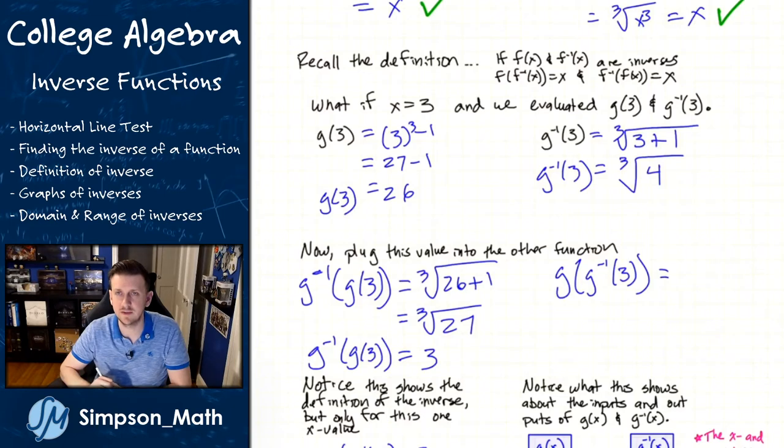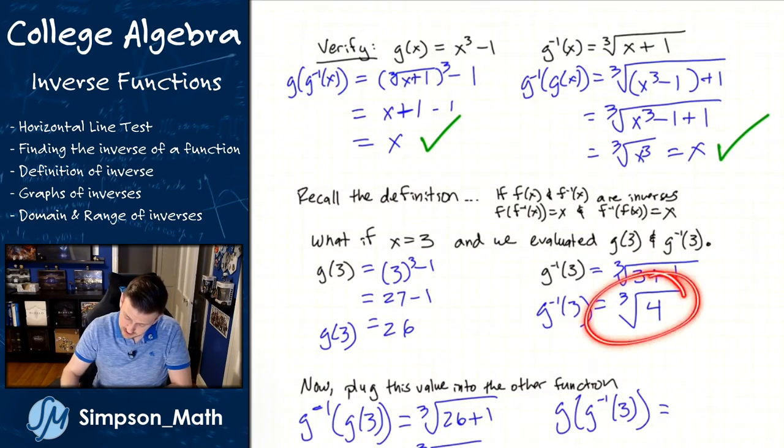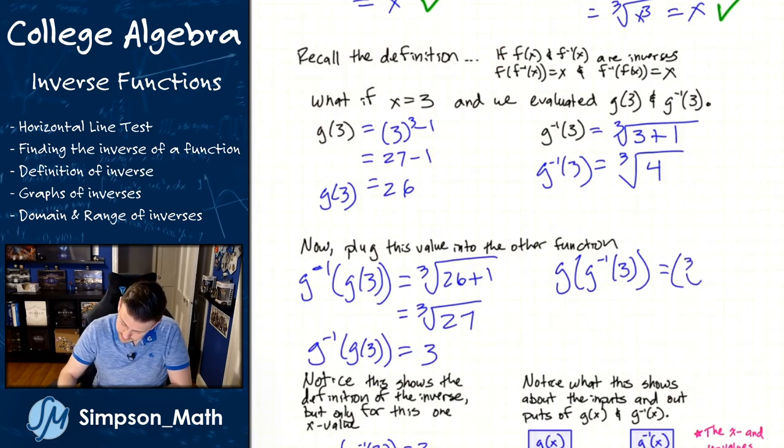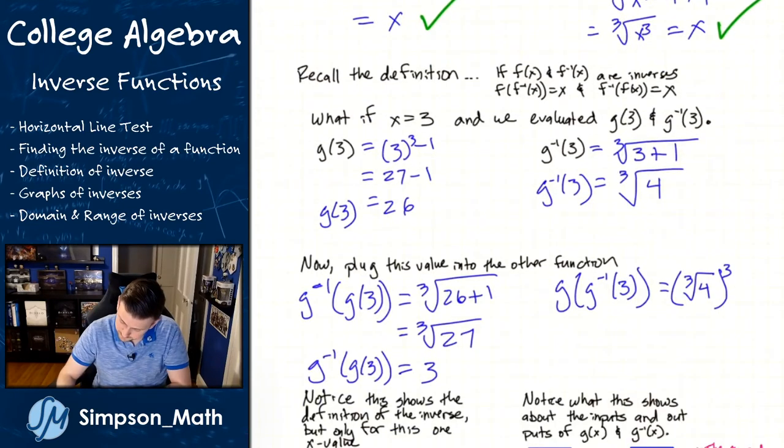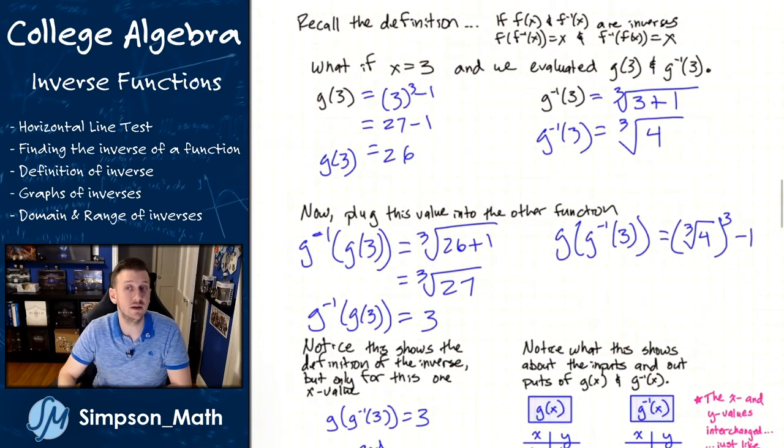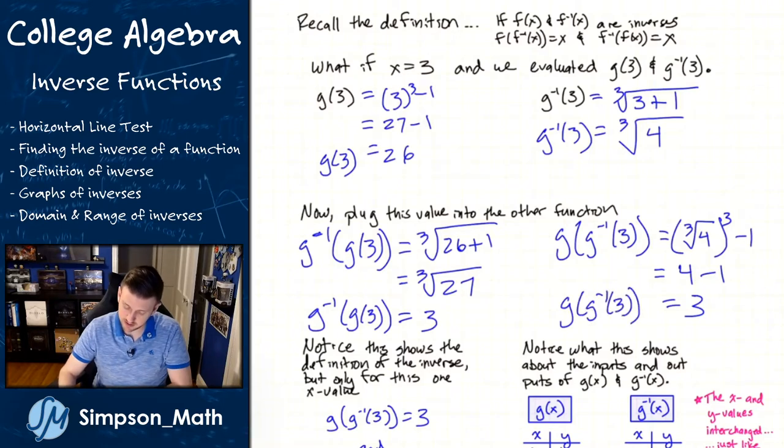Okay? And so let's see what happens when I do g of g inverse of 3. So I'm going to take this cube root of 4 and put it into the g function. So that's going to be the cube root, parentheses this time, ooh, gross radical, cube root, there we go, of 4, cubed, and I forgot what it was, minus 1. Okay, well, what is the cube root of 4 cubed? Well, the cubes literally reduce to an exponent of 1. So now we have 4, okay, minus 1, and we're left with 3. So this means that g of g inverse of 3 is 3.